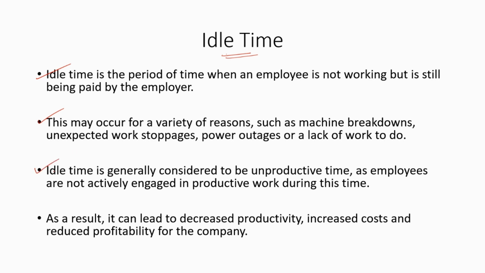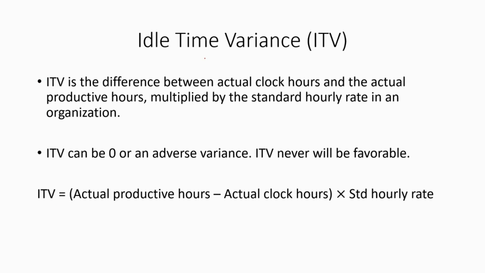Idle time is generally considered to be unproductive time, as employees are not actively engaged in productive work during this time. As a result, it can lead to decreased productivity, increased costs, and reduced profitability for the company. Simply, this means idle time is unproductive time in a business. Now that we know what idle time is, let's discuss the idle time variance.